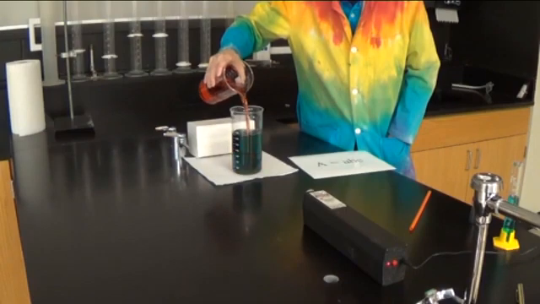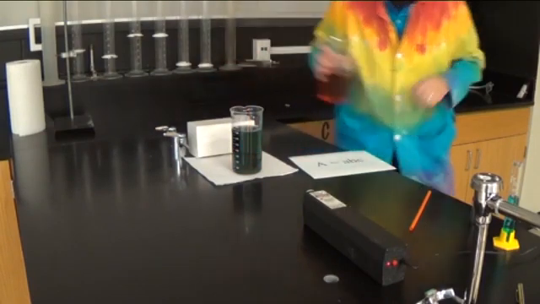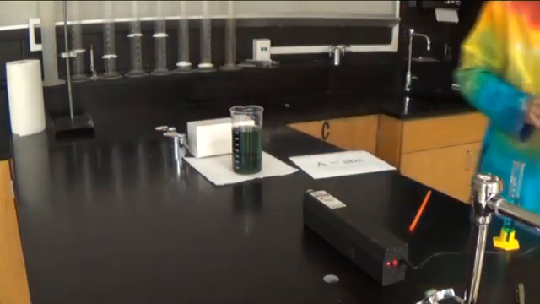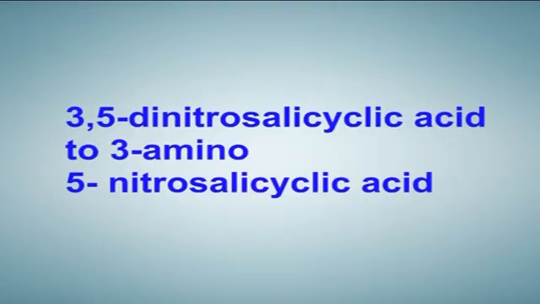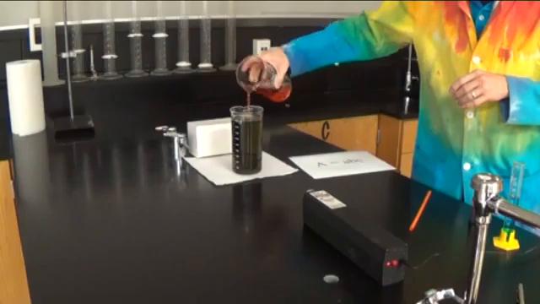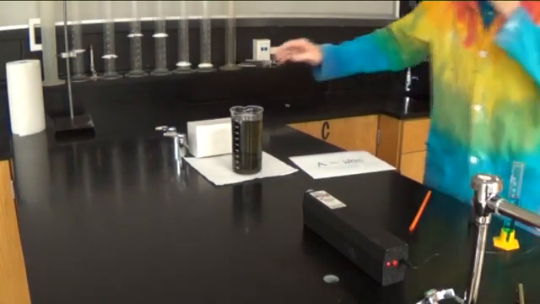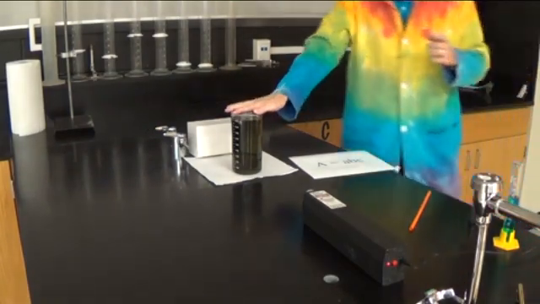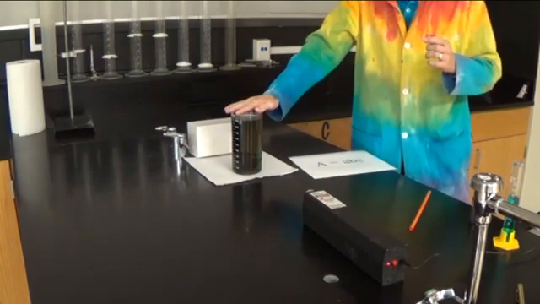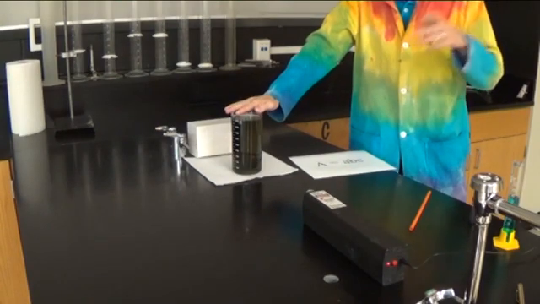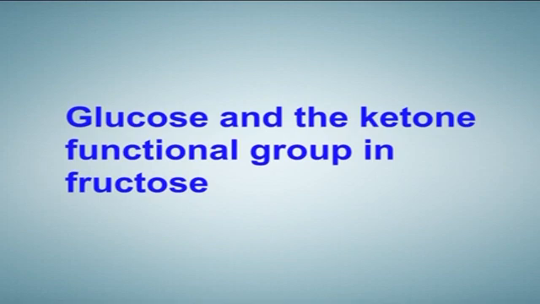In this experiment, the method for determining the concentration of sugar is based upon the color that forms when sugar reduces 3,5-dinitrosalicylic acid to 3-amino-5-nitrosalicylic acid. This method tests for the presence of a free carbonyl group, so-called reducing sugars. This involves the oxidation of the aldehyde functional group present in, for example, glucose, and the ketone functional group in fructose.